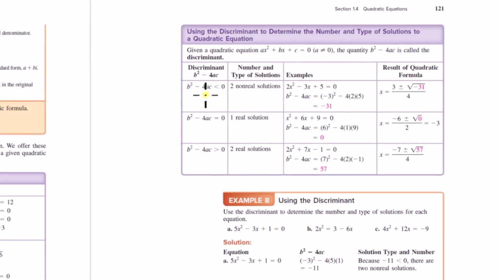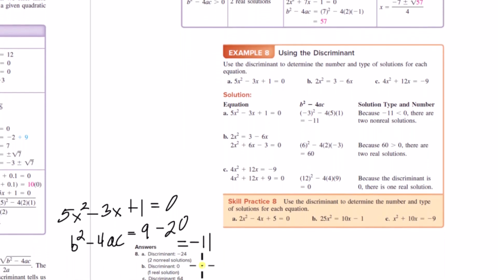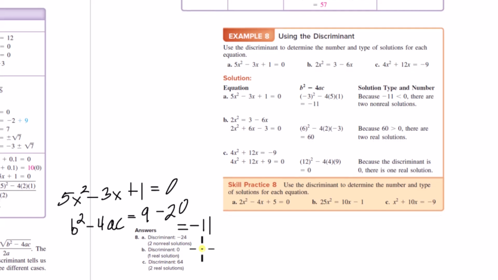The discriminant is less than 0, two non-real solutions with the i in them, right? Discriminant is equal to 0, one real solution. Discriminant is greater than 0, two real solutions. And so that means we're going to have here two non-real solutions, or complex numbers with imaginary parts. Okay, that was this problem here, but what can we just see about this quadratic equation?